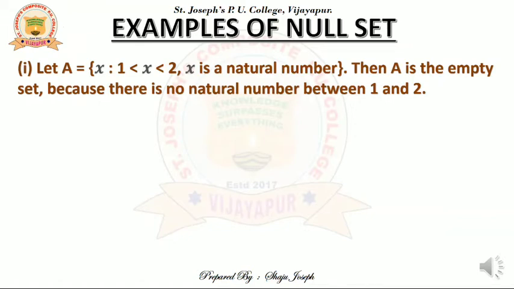There is no element x which is a natural number and which is between 1 and 2. Because in the natural number series, first is 1, after that comes 2, and in between them there is no other natural number. So obviously, the set A has no elements. We can't even write 0. If you write 0, then it itself becomes one element. So if you write {0}, then it is not a null set. What is that set called? We will discuss in the next slide.